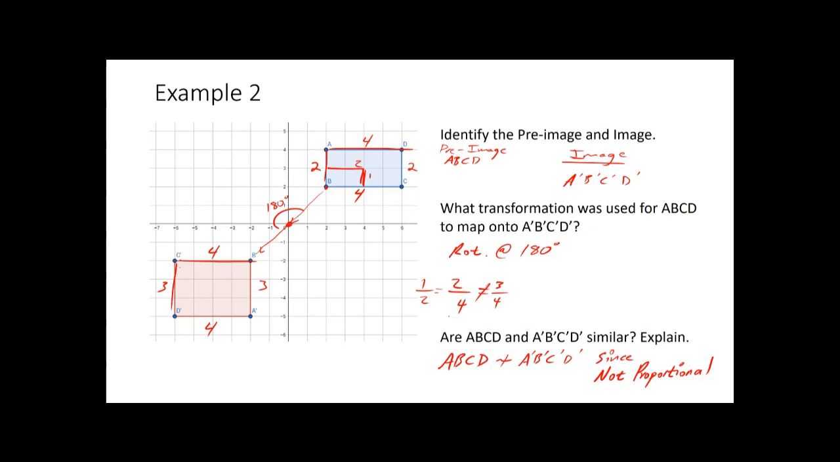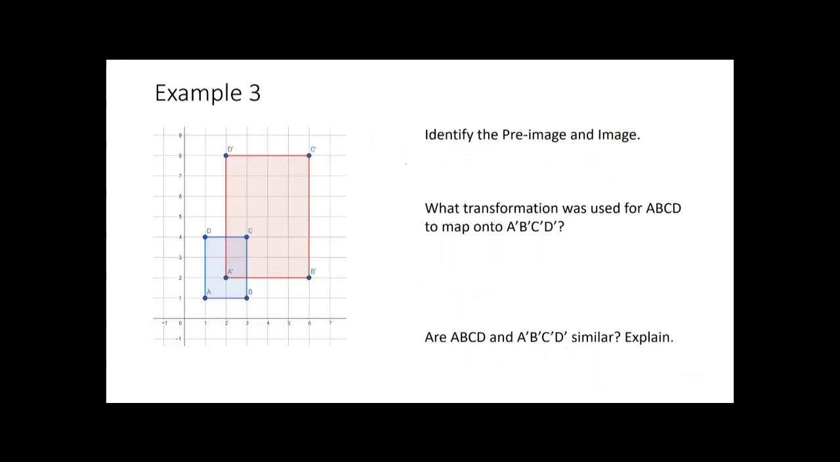So no, A prime, B prime, C prime, D prime is not similar to A, B, C, D because they're not proportional. Something changed. All right, example 3. For example 3, identify the pre-image and image. It looks like our original image, again, looks like A, B, C, D. So that's our pre-image. There we go. So our pre-image is again A, B, C, D, and our new image is the primes.